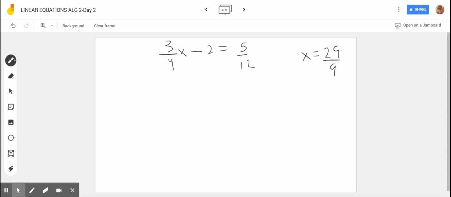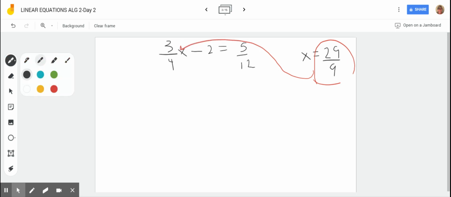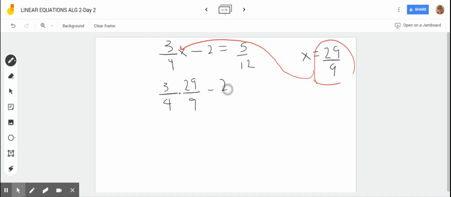So now what we're going to do is plug in that value of x that we found for this value of x right there. So now we're going to go 3/4 times 29/9 minus 2 equals 5/12. Now you're not working on both sides of the equation. You are asking the question. A check is always a question. We are asking, are these two sides equal? Remember, this is a balance. We're checking, are they equal?